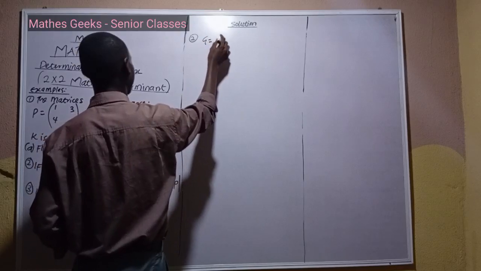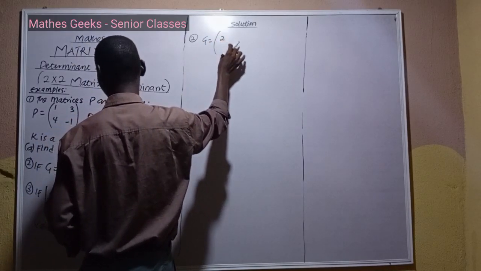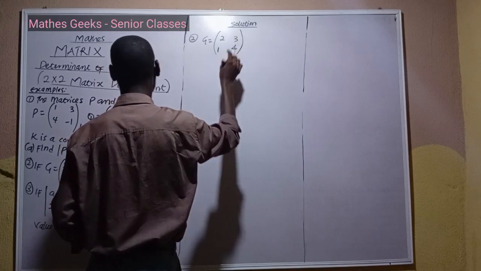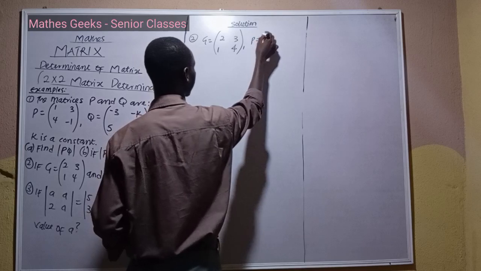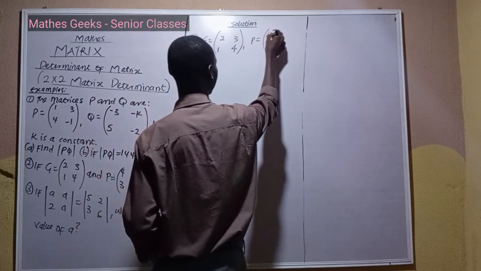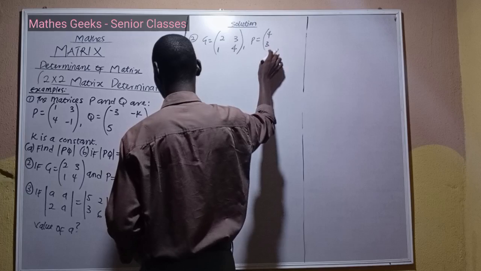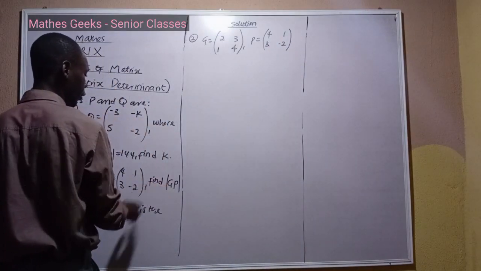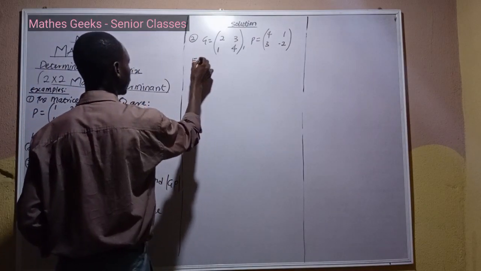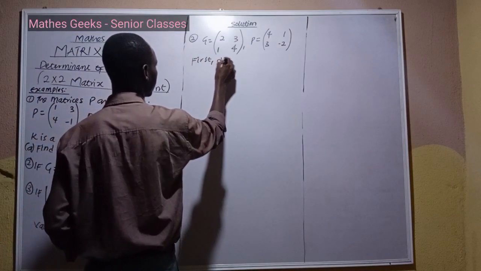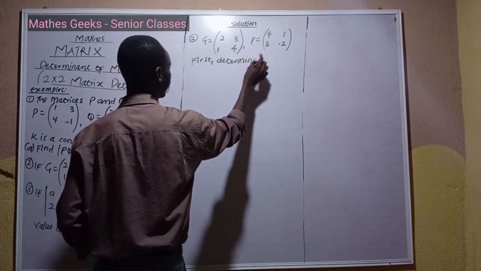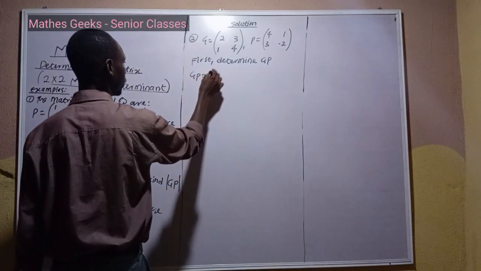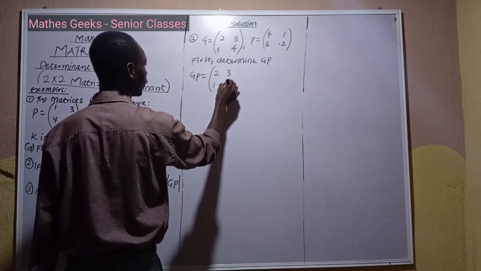If G is the matrix 2 3 1 4, and P is the matrix 4 3 1 minus 2, find the determinant of matrix GP. Before we can do that, we need to first determine matrix GP. So GP is equal to 2 3 1 4 multiplied by 4 3 1 minus 2.